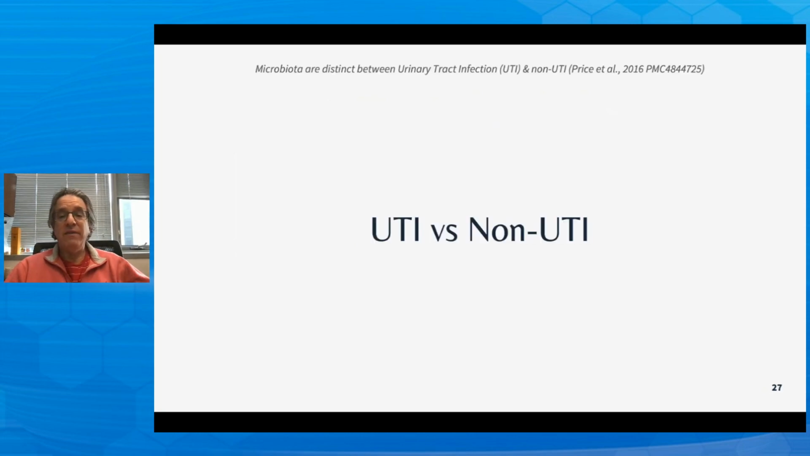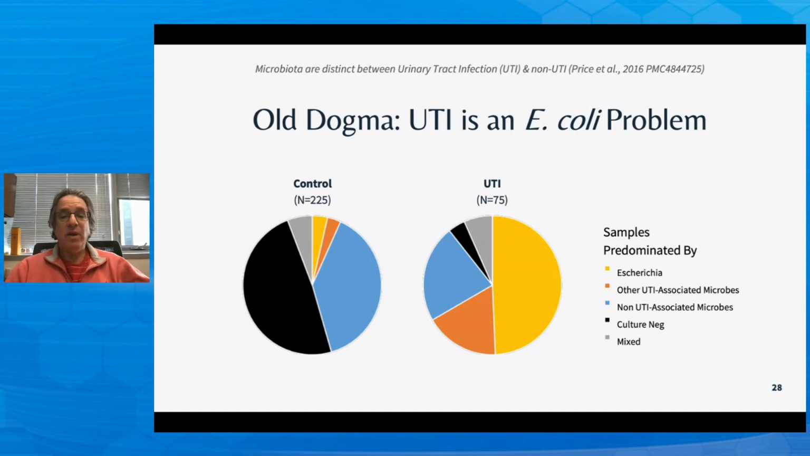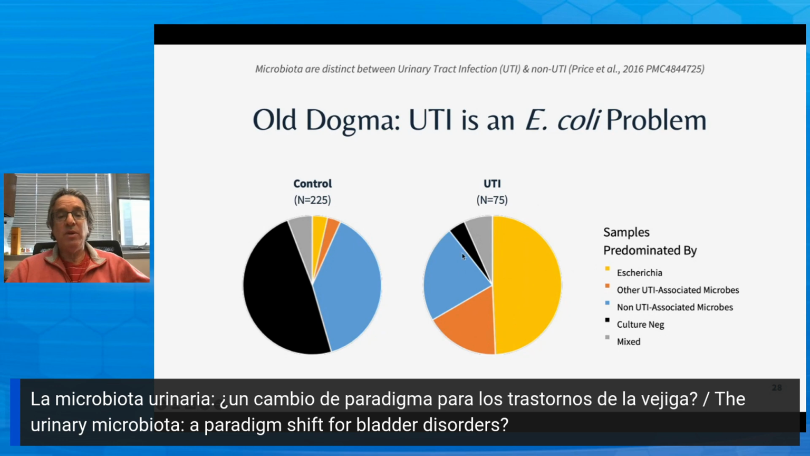We're going to look at UTI versus non-UTI. So here's a pie chart looking at whether or not there's E. coli, other UTI-associated microbes. This would be Klebsiella, Proteus, Pseudomonas, microbes that are typically not associated with UTIs, like Lactobacillus or Gardnerella. Culture negative is black, and then polymicrobial circumstances here. And what you can clearly see by looking at the two pie charts is that women with UTIs and women with controls look very different.